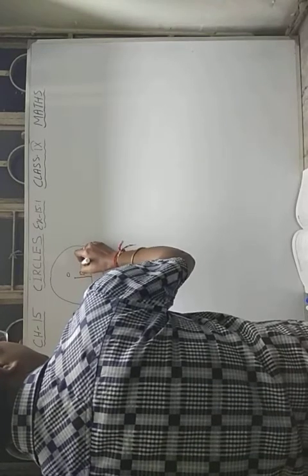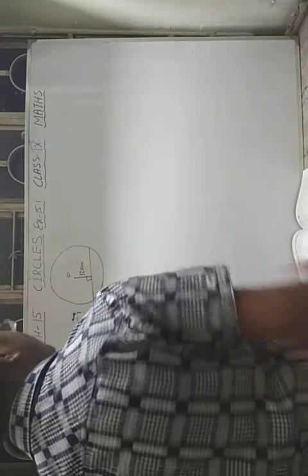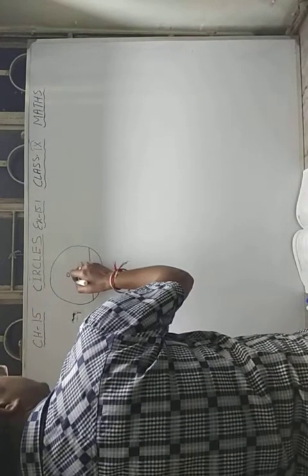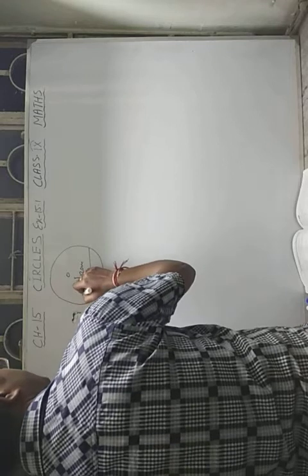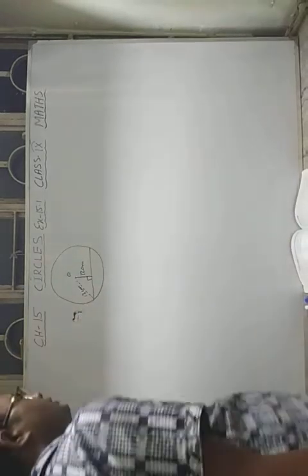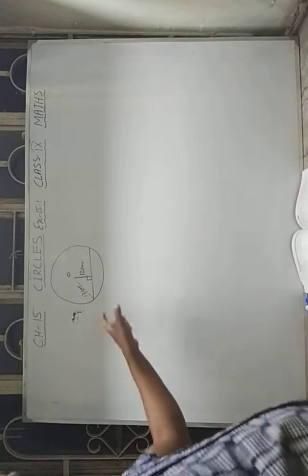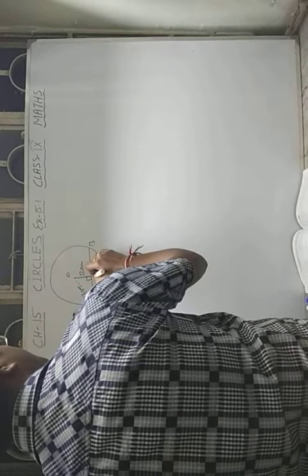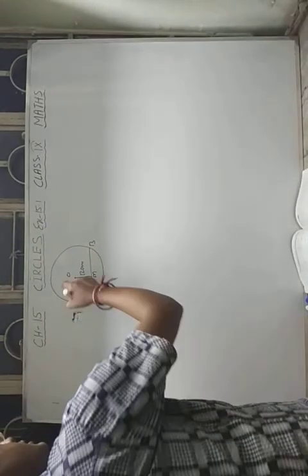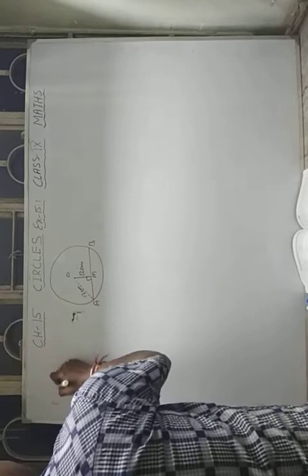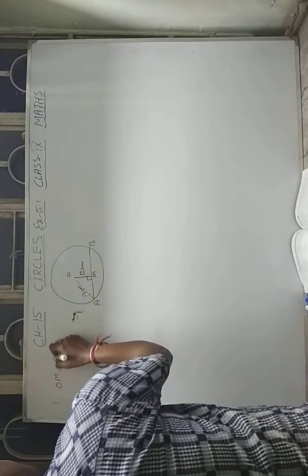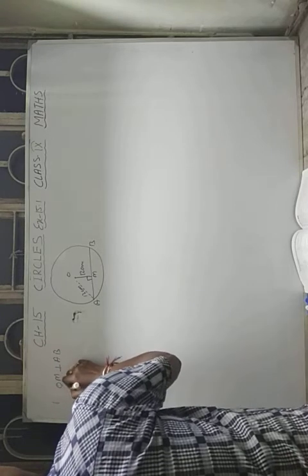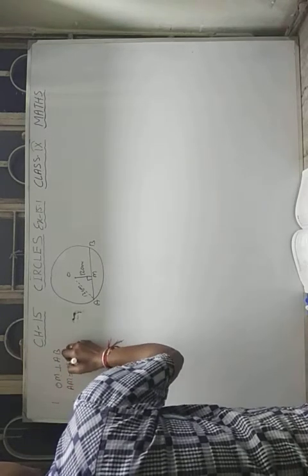So we always consider the perpendicular distance from the center, and the radius is also given, that is 13 centimeter. Now you have to find the length of this chord. Suppose you take AB as the chord and this point as M. Here we can see that OM is perpendicular to AB. Therefore AM is equal to MB.